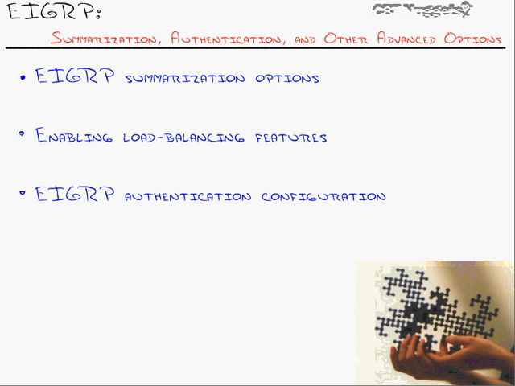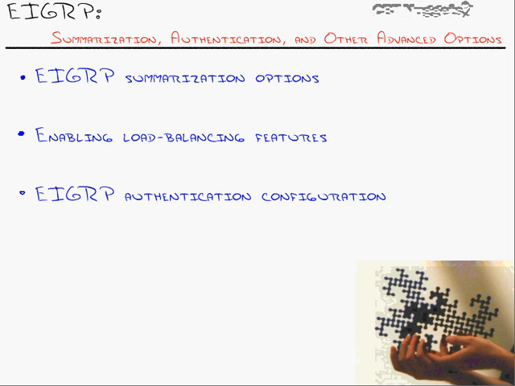From there, we got into the load balancing features, which by default, EIGRP will load balance across up to 4 equal paths, but we can turn on the variance command, allowing it to load balance across unequal paths, one of the features unique to EIGRP that no other routing protocol supports.